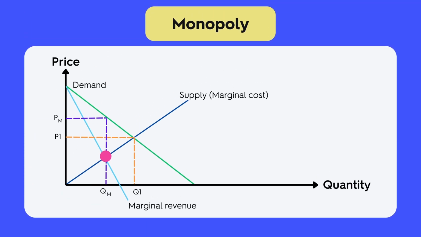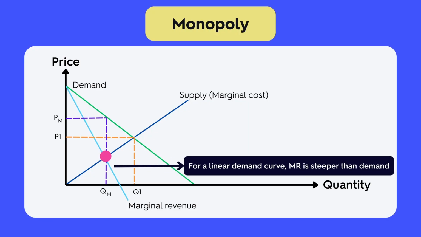Now here's why marginal revenue looks different. For a linear demand curve, the marginal revenue curve lies below demand and is twice as steep. That happens because to sell one more unit, the monopolist usually has to lower the price, not just for the new unit, but for earlier units too.